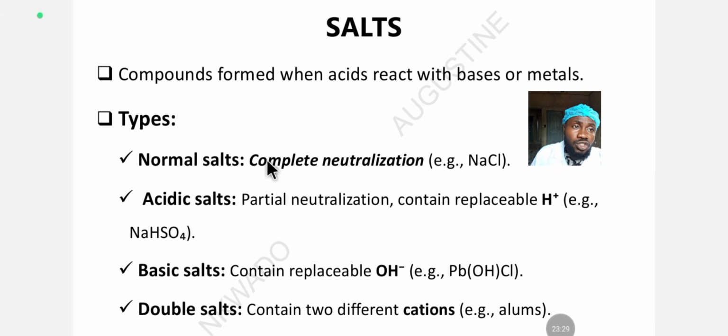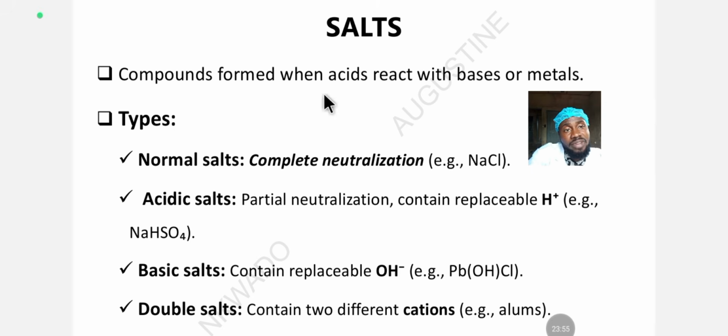There is an exchange of ion. Hydrogen ion is exchanged with what? Metallic ion. Remember, the replaceable hydrogen ion. That's what is transferred, that's what is exchanged to form what? Salt. Okay? And before we progress to the types of salts, there is one terminology I want you to know.